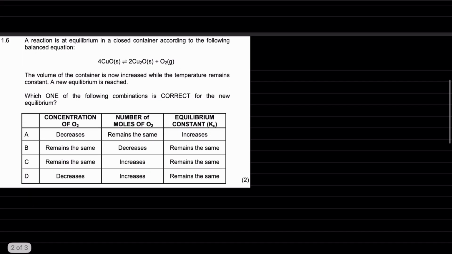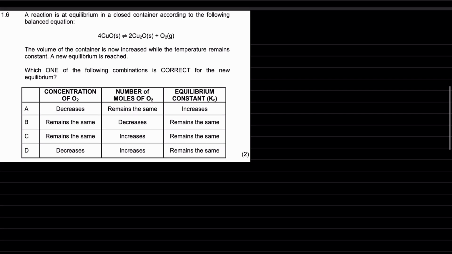Okay, let's look at this question, 1.6, which is a little bit of a tricky question. A reaction is at equilibrium in a closed container according to the following balanced equation. The volume of the container is now increased while the temperature remains constant. A new equilibrium is reached. Which one of the following combinations is correct for the new equilibrium?